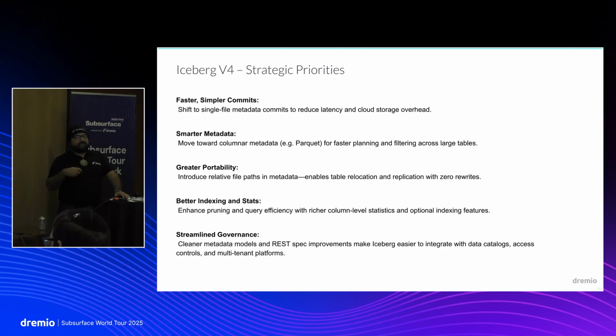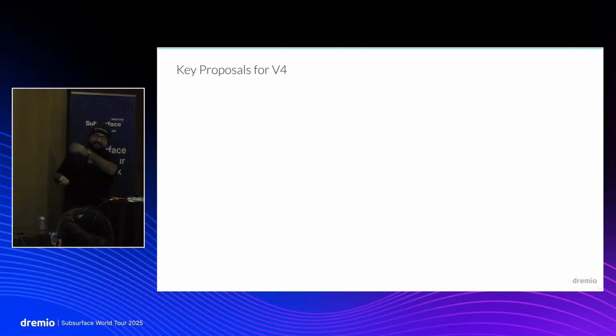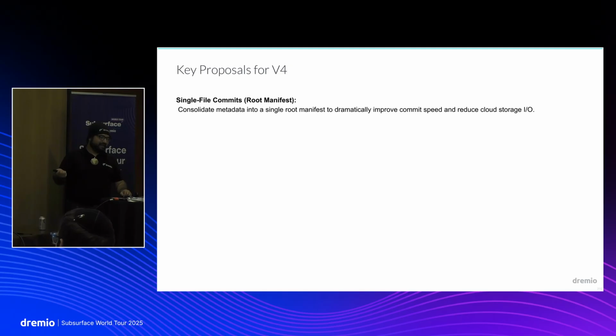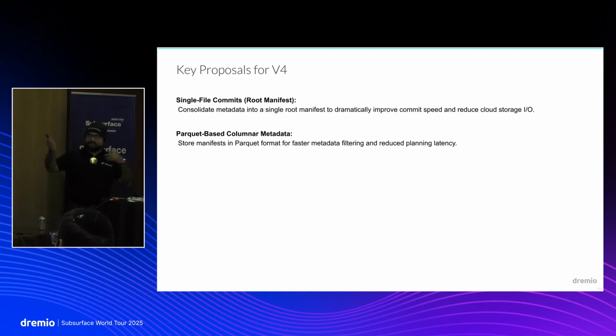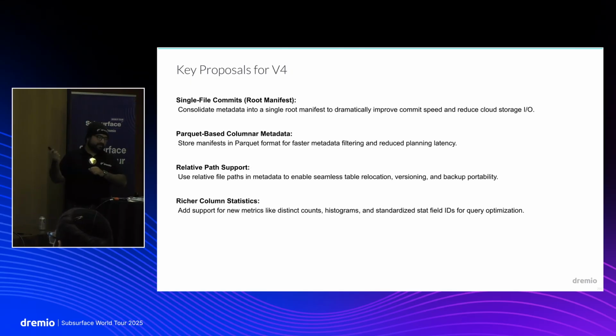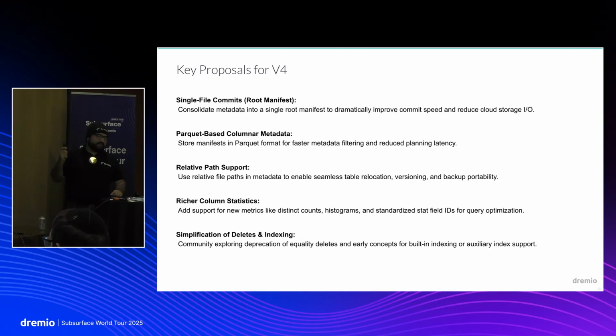There's also a conversation about the actual underlying data files. So there's a proposal called the Files API, but first, let me just list the proposals I did cover, and then I'll go to the ones that just came up really recently. So as I mentioned, single file commits: how can you write metadata into one file, and how do you determine when to do that and when not to? Parquet-based metadata, relative path support, richer column statistics, and again, simplifying deletes and indexing.